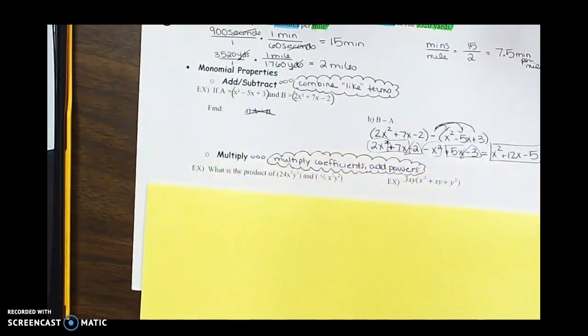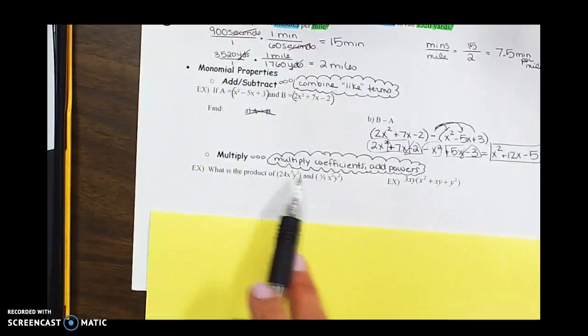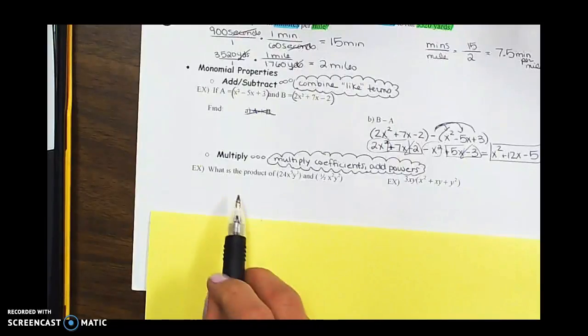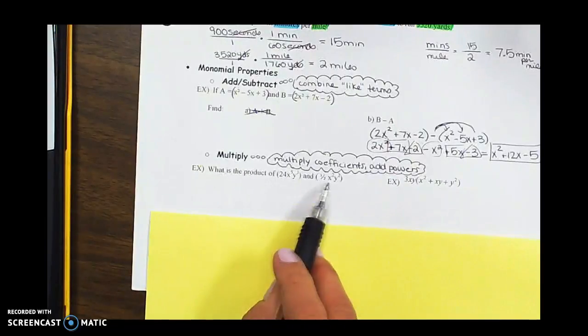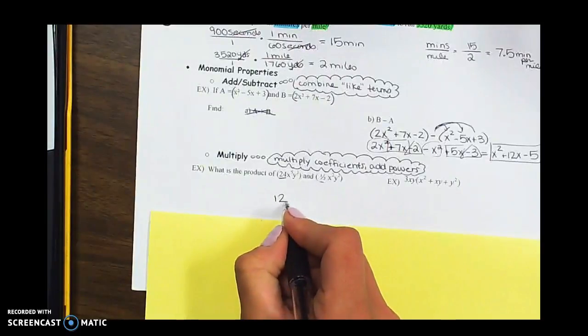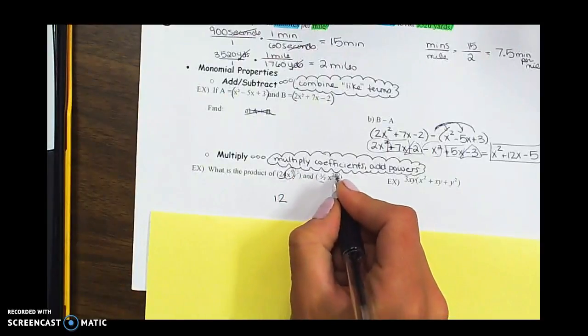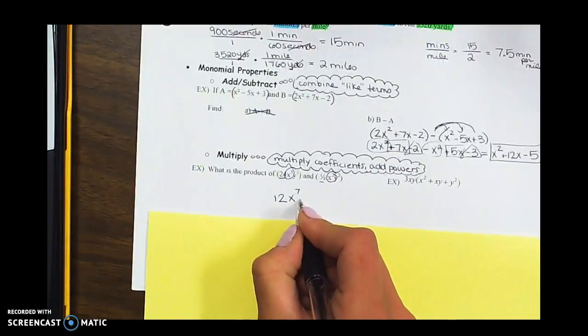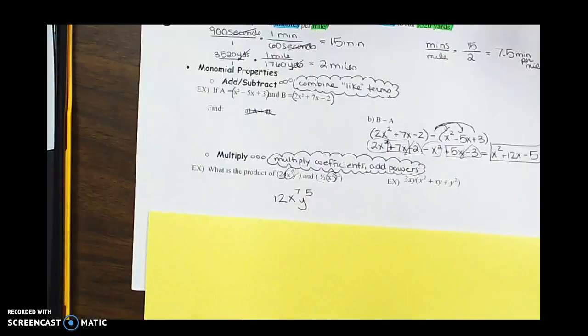Okay, next up, we're going to multiply our monomials. So when you multiply monomials, you're going to multiply the coefficients and add the powers. So our first example, what is the product? So 24 times 1/2 is 12. X to the 5th times x squared, we're going to add the powers, so that gives us x to the 7 and y to the 5.